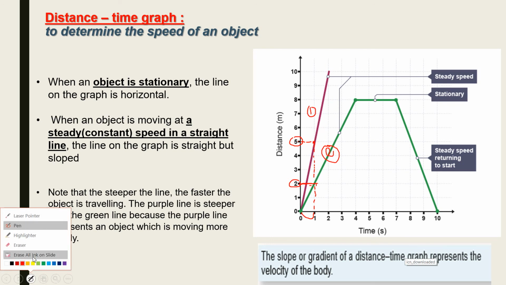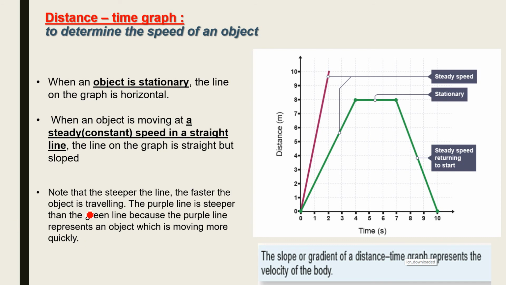So the steeper the line, the more speed. The steeper the line, the faster the object is traveling. The purple line is steeper than the green line because the purple line represents an object which is moving more quickly, more rapidly. Hope it's clear. So we talked about this part.